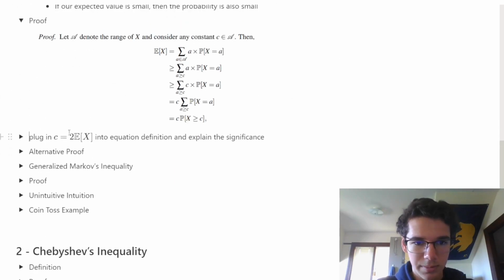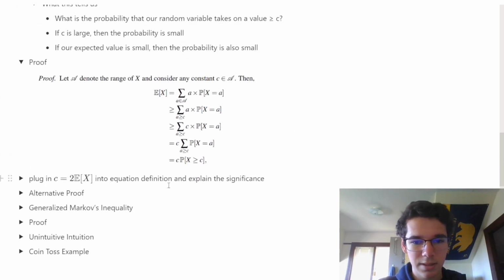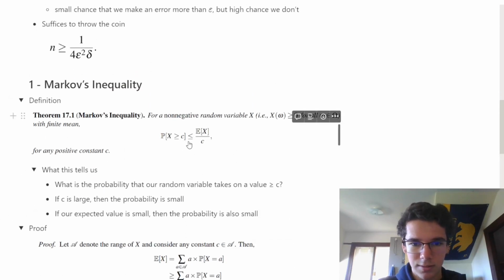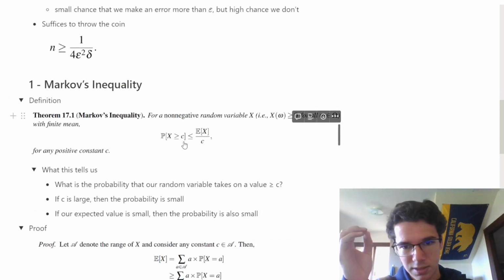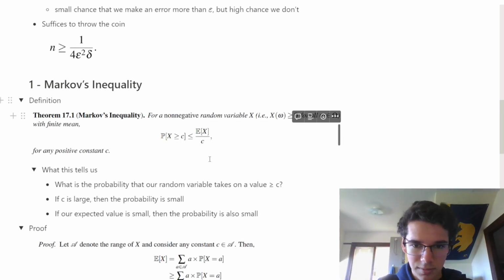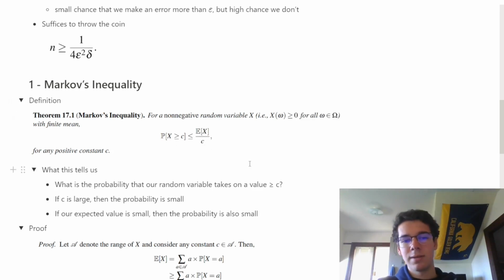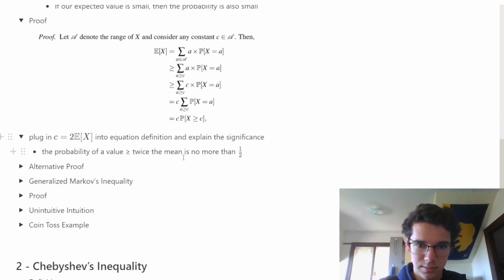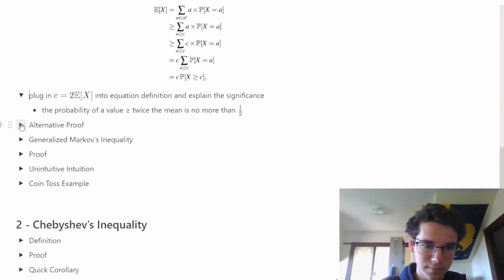So if we were to plug in c is equal to 2 times the expected value, what would we get? So 2 times the expected value is 2 times the mean. It's literally the same thing. So if we plug this in, we're going to see that the mean divided by 2 times the mean is 1/2. So the probability that our random variable takes on a value that is 2 times the mean is going to be less than or equal to 1/2, essentially. Yeah, it's no more than 1/2.